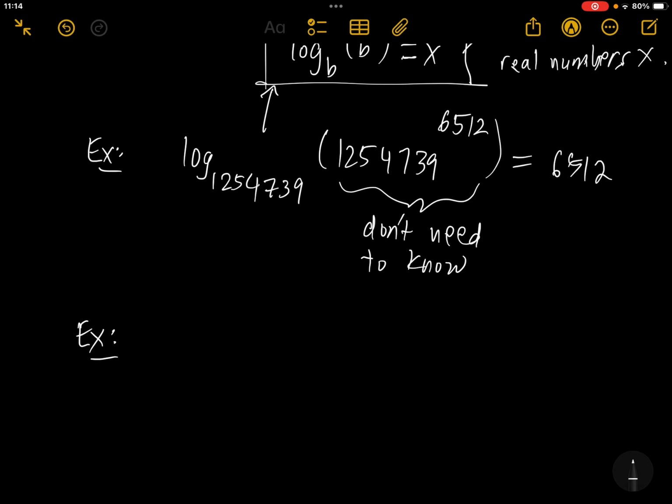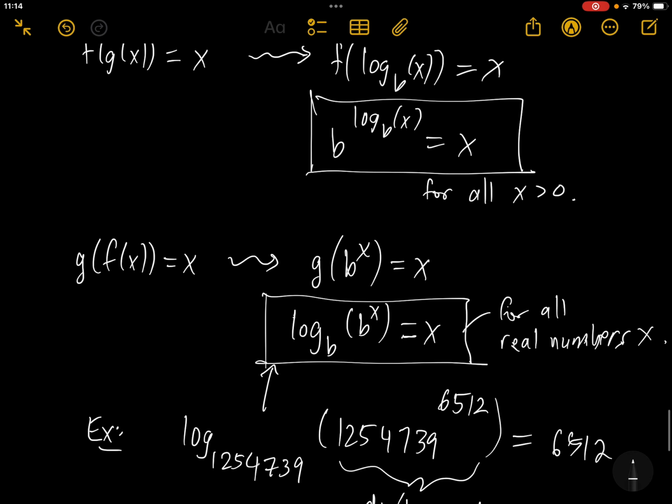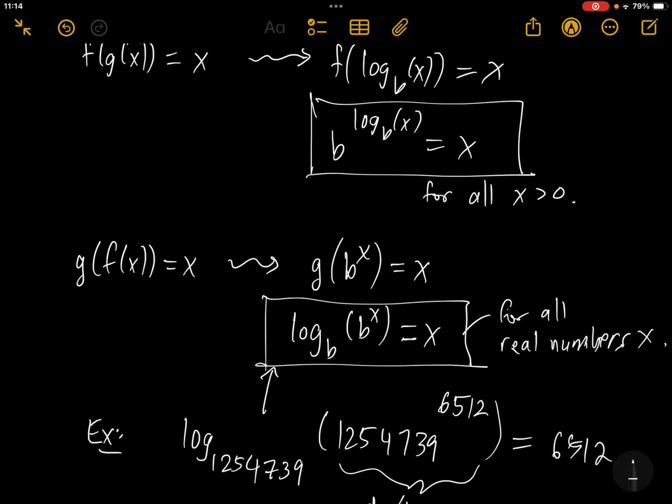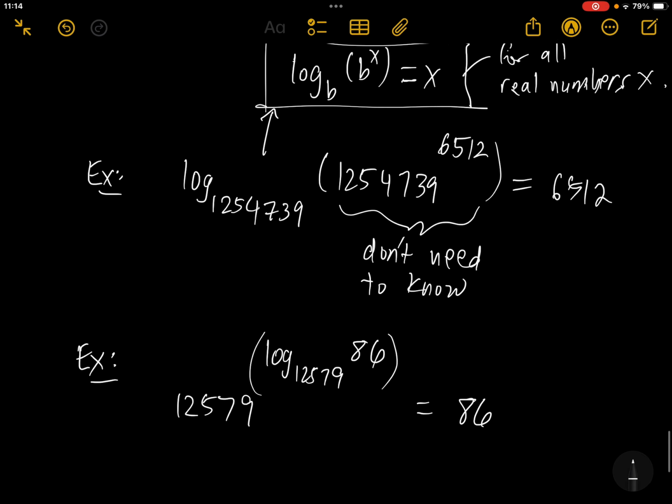And similarly, if I had 12579 raised to the log sub 12579 of 86, this is just equal to 86 because I'm using this property here, that b to the log sub b of x is just x.